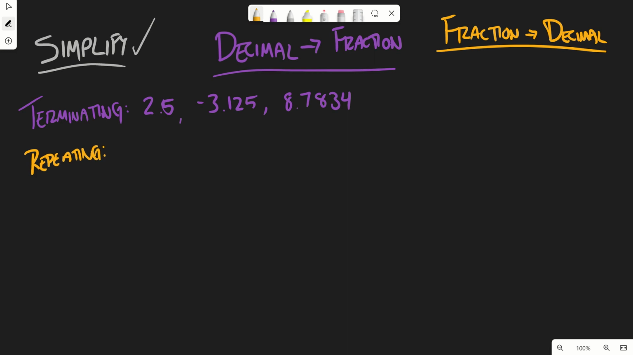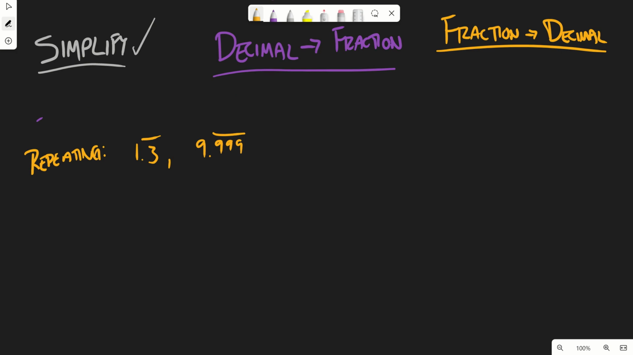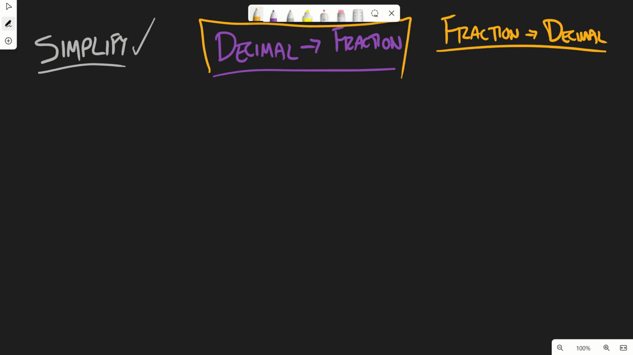And those decimals don't end, but they go on forever. 1.3 forever. 9.999 forever. Decimals that go on forever and ever, those are repeating decimals. Different kinds of things. Both terminating and repeating decimals are rational. So when we're talking about rational numbers, we might see terminating, we might see repeating. To do this, we're going to be focusing on terminating decimals.